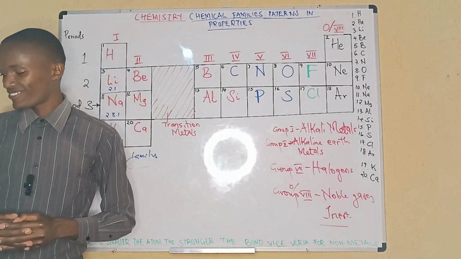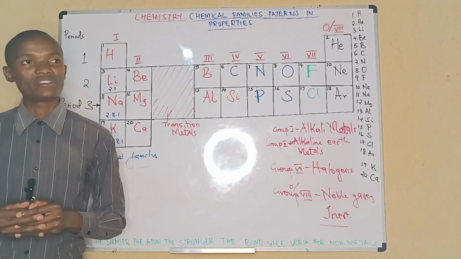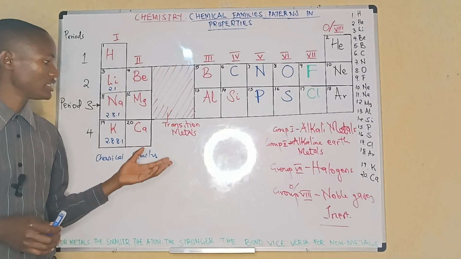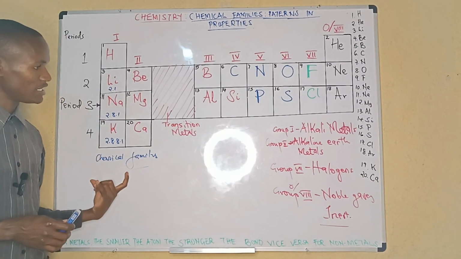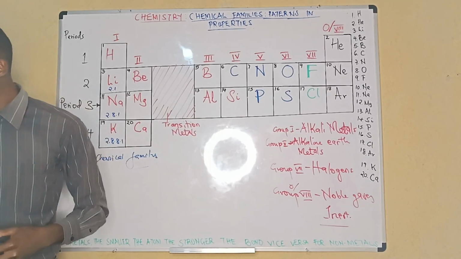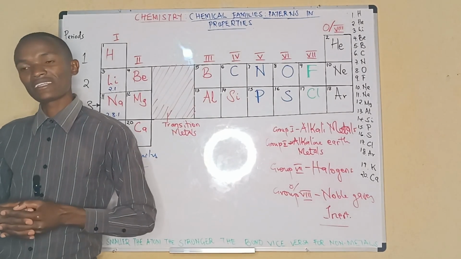So there are some properties that we'll be checking out. I want to write the properties here so that you can discuss them wholesomely. I write them here, and then we start discussing from the first group to the last group, and then to the period 3 elements.